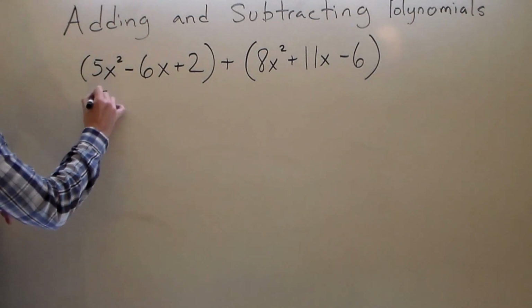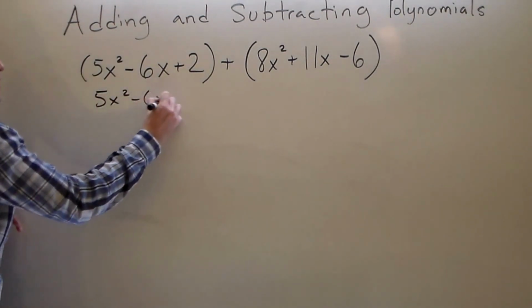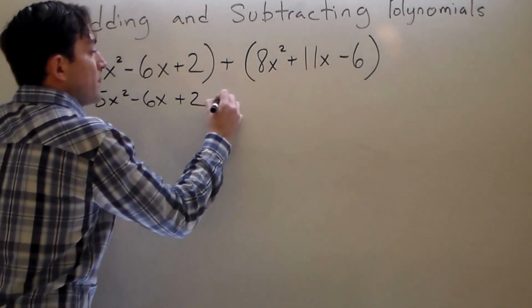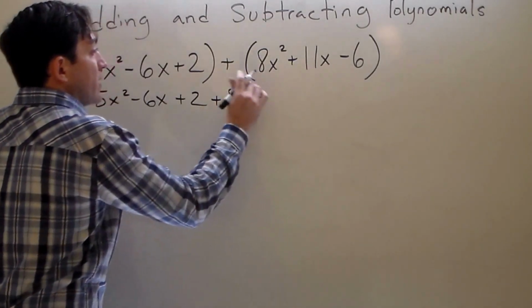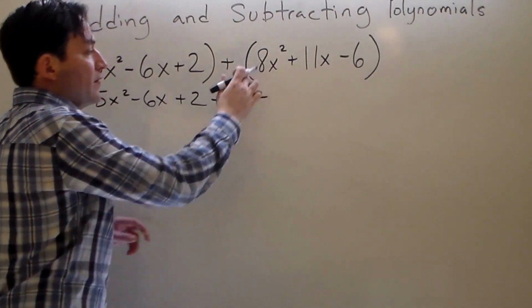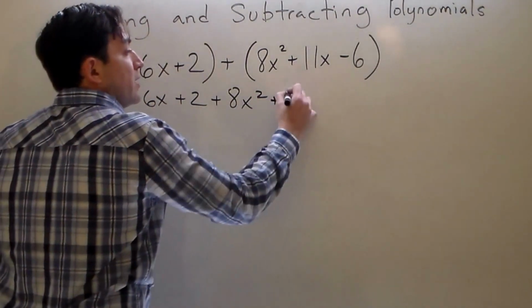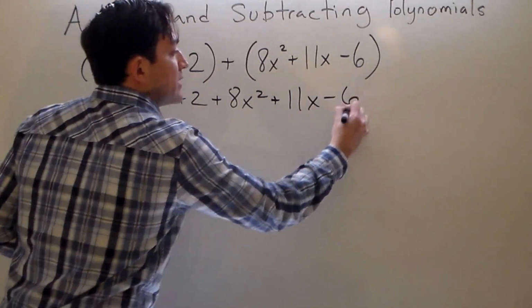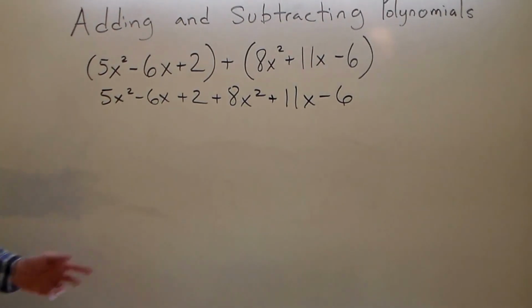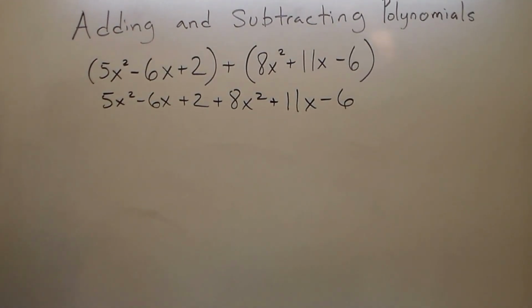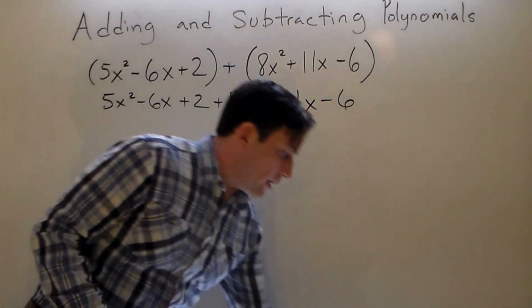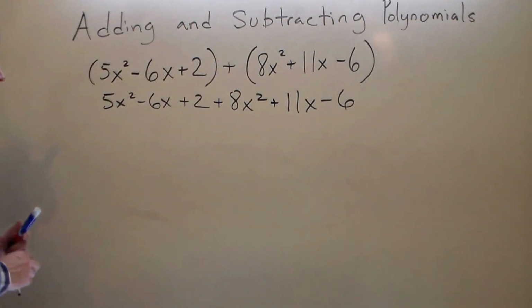So I just have 5x squared minus 6x plus 2 plus 8x squared. You just keep the sign that's in front of it. If it was a negative, it would have been a negative, but this is just a plus for an addition. So I say 11x minus 6. So now I'm faced with the task of combining like terms here. So all I have to do is combine like terms. So let's go ahead and see what we have.